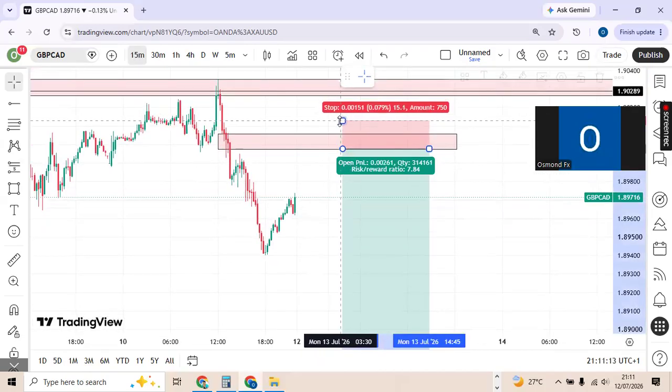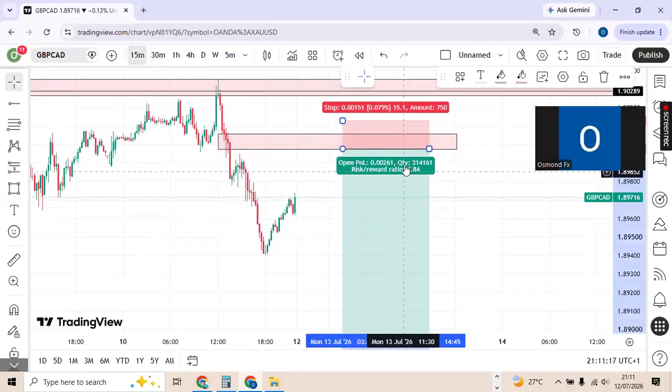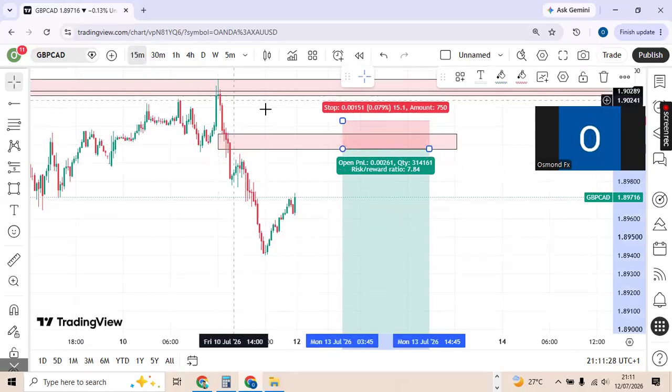We can just risk like 15 pips. Yeah, 15 pips. This is going to give us a risk to reward of 1:7. That means any money that you risk on this trade, you're going to be making 7 times of it. All right.